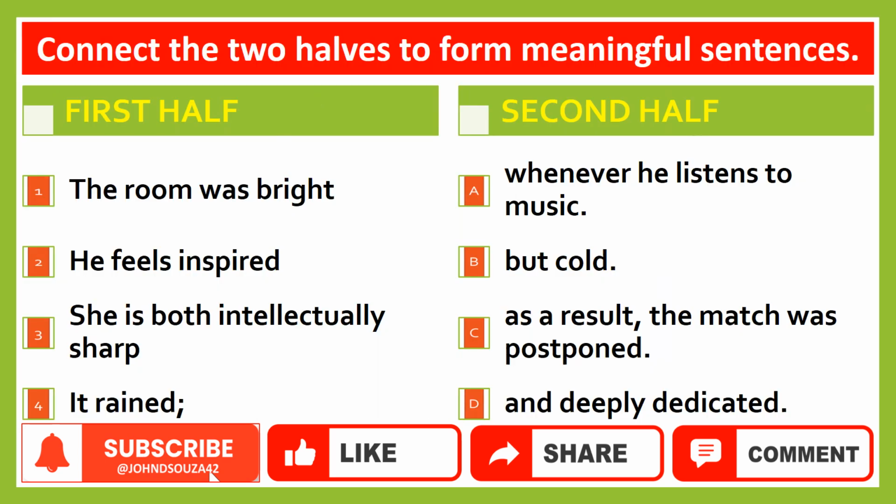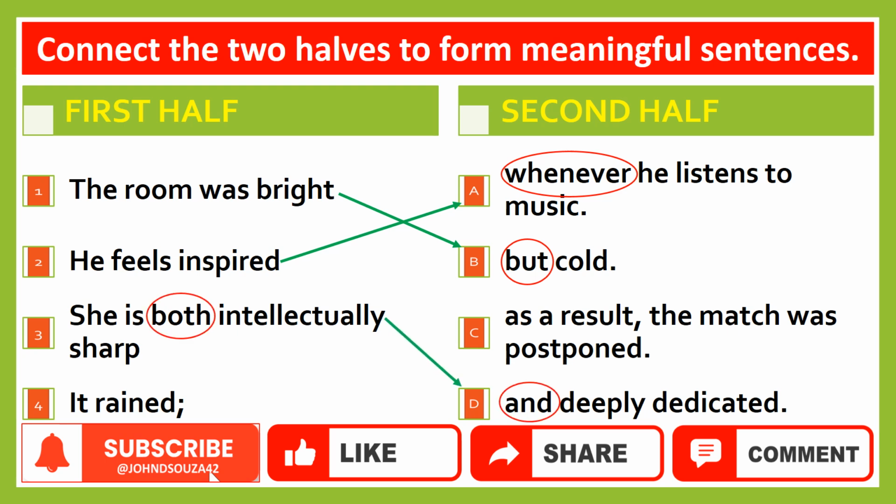Let's connect the two halves to form meaningful sentences. One connects with B, where "but" links two words. Two with A, where "wherever" joins two clauses. Three with D, where "both and" correlates two phrases. Four with C, where "as a result" bridges two sentences.